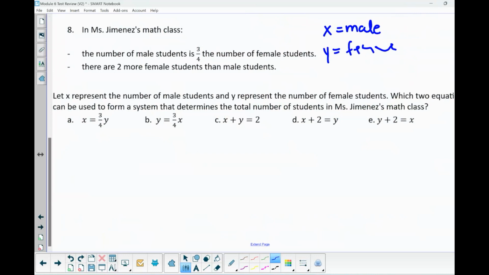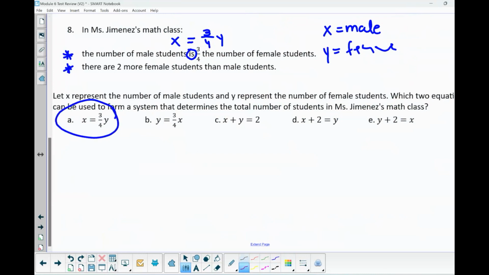Which 2 equations can be used to form a system that determines the total number of students in Ms. Jimenez's class? So they already set up or separated our two equations. We just have to solve them or build them based on our word problem. So it says the number of male students is. So I know is means equals. So the number of male students should equal 3/4 the female students. And I know that is my option A.